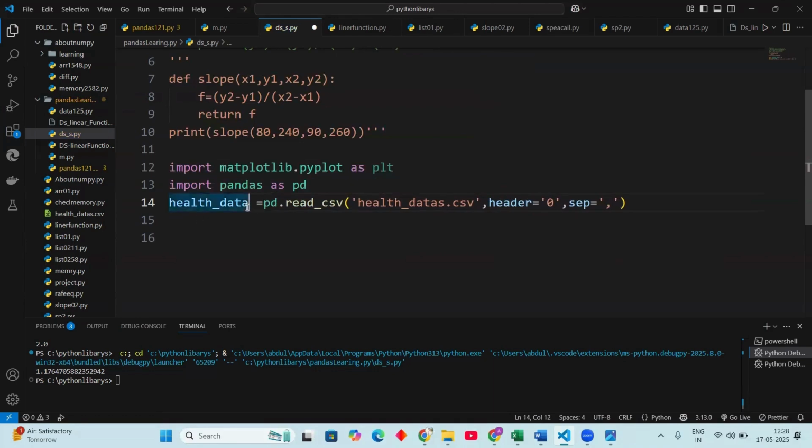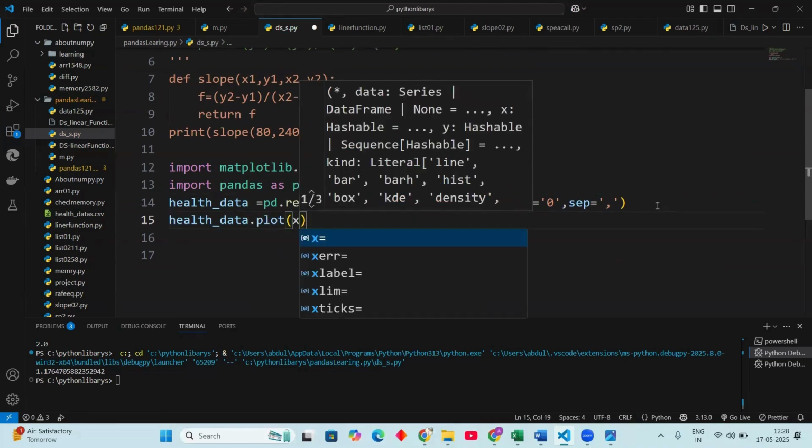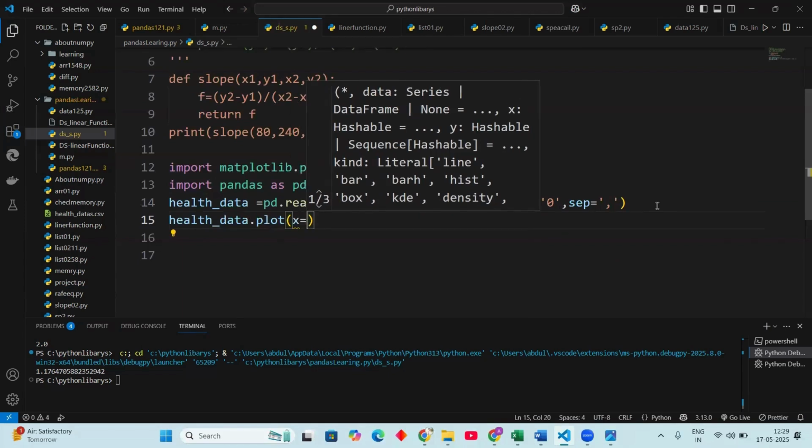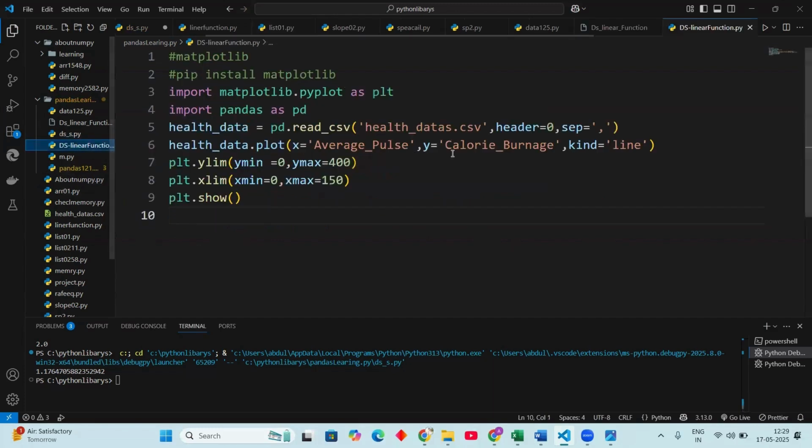health_data equals the health data here, and assign the plot for it. Which value were we assigning for x? I'm assigning x equal to the average pulse, right? There is the previous data for the x value. Instead of that, I copy this line. It is better to do this.